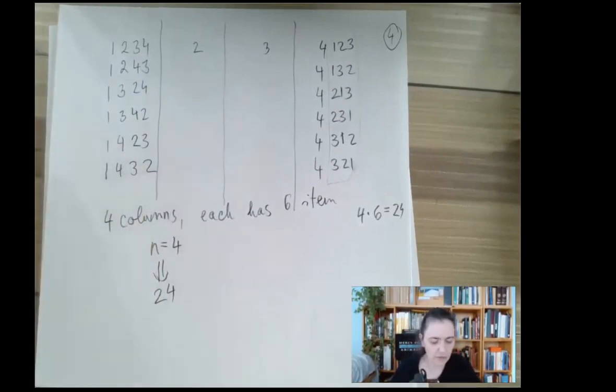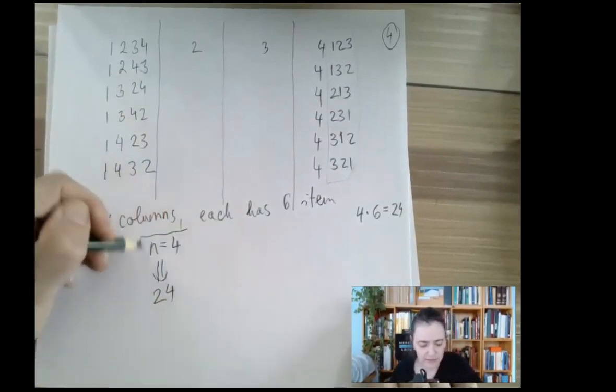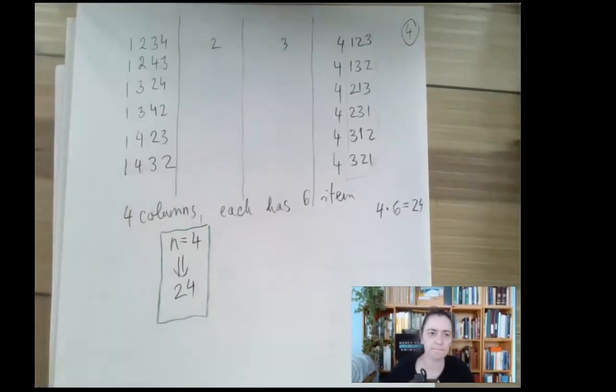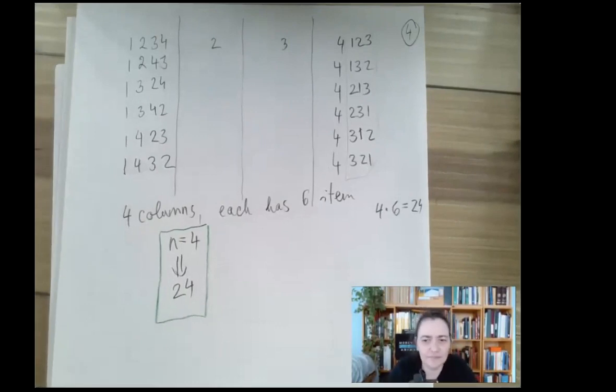Okay. So you didn't make me angry, so we're not going to list the one with 5 objects, but can you guess the number? How many permutations on 5 objects?